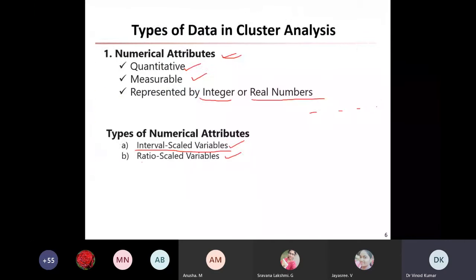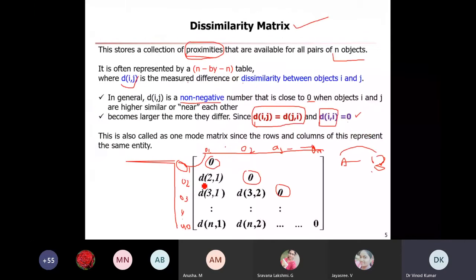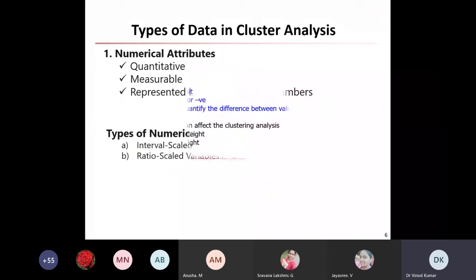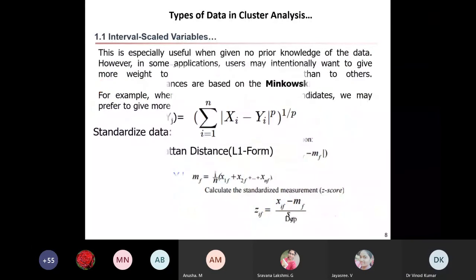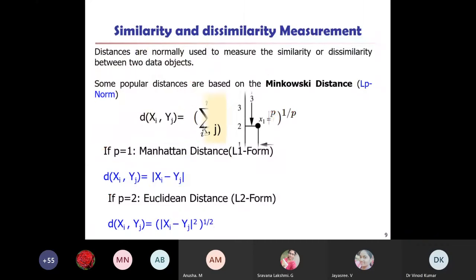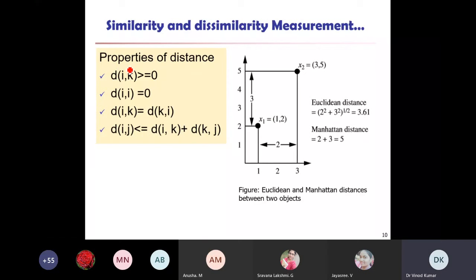So in the previous dissimilarity matrix that you were watching, D21, D31, D32, whatever it is, we put the values using this type of formula. We replace these values, so we can fill in the dissimilarity from one object to another. Okay, so you understood this example.